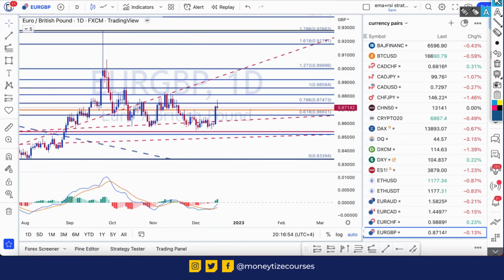Based on daily, we have lower low formation here and we have bullish divergence here. We still need to cross above this area of resistance, which is around 0.88 something. So let me bring my cursor here, 0.8808. But ultimately the plan remains bullish for Euro GBP.